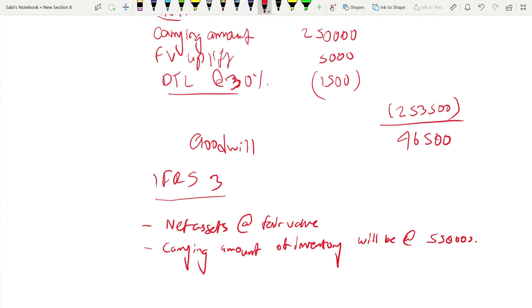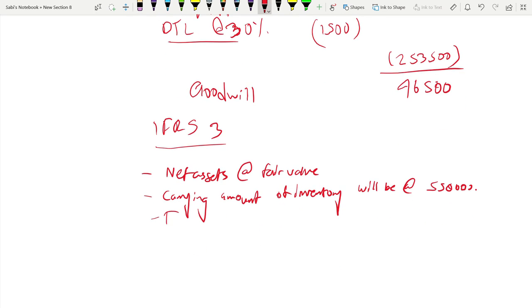You need to write this in the explanation, and tax base. Tax base is based on the carrying amount, which is 50,000. Because any revaluation will not impact your tax base, only your carrying value. That's why we increase the inventory by 5,000, but not in the tax base. Tax base goes by the inventory based on the individual financial statement. The cost is 50,000, so 50,000. Therefore, there's a temporary difference.